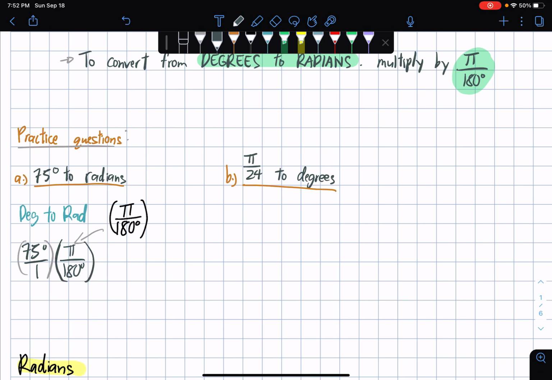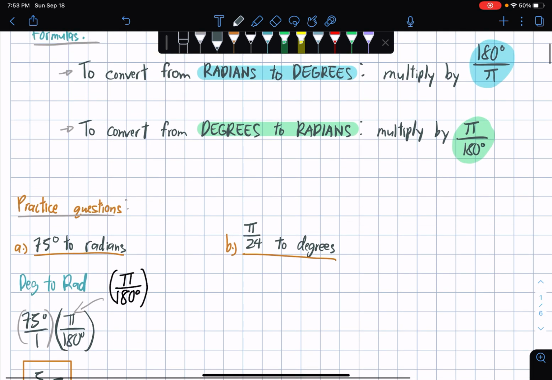We get something like this. Place these values in the scientific calculator. Our answer is 5 over 12 pi. This is the final answer. So this is 75 degrees in radians form. So for letter B, we convert pi over 24 to degrees. As you can see here, the fraction itself has pi, so we assume that it's a quantity in radians, and we're supposed to convert it to degrees.